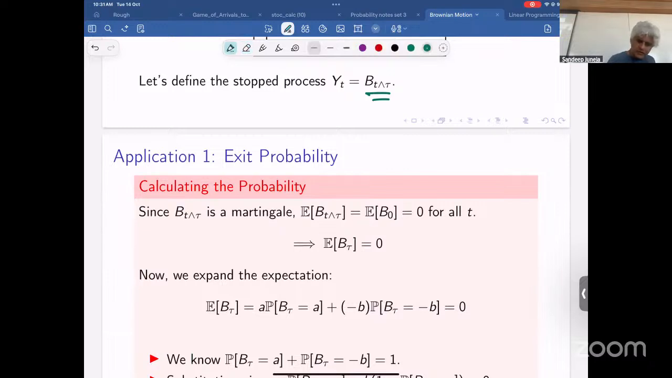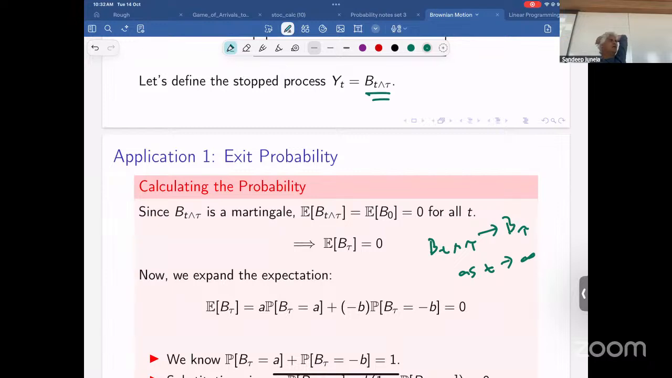Now we want to argue that even E of B of tau is, well, let me just do it properly. We know that B of t min tau is converging to B of tau as t goes to infinity. This is because tau is a finite random variable, right? Again, some argument is needed that tau cannot remain between A and B forever. If tau was infinite, then this would not work.